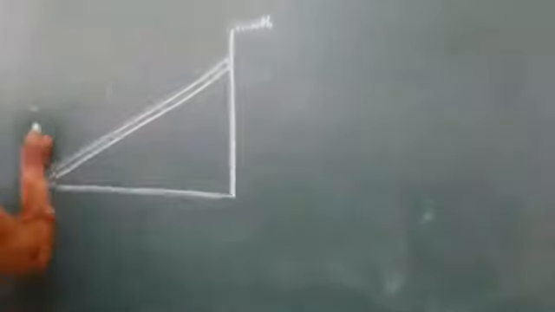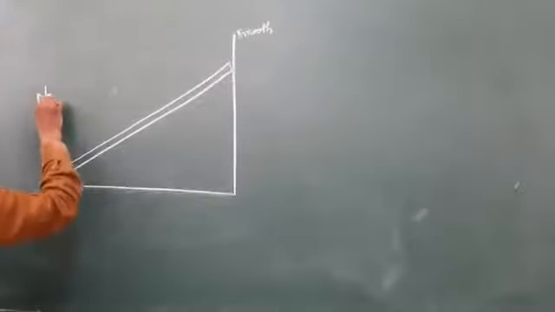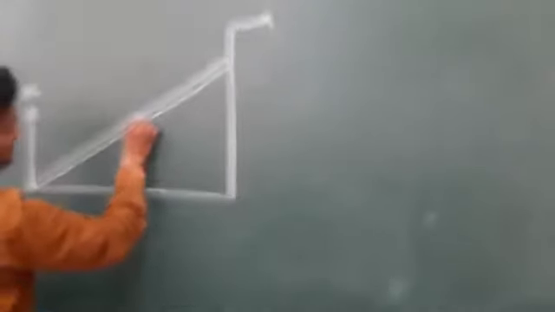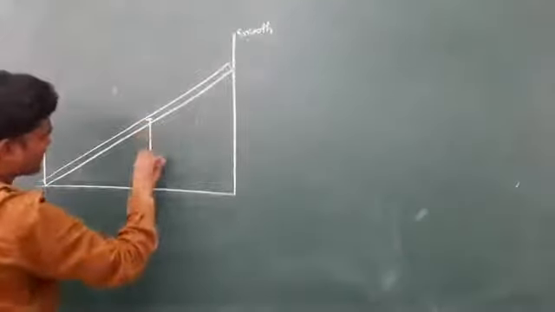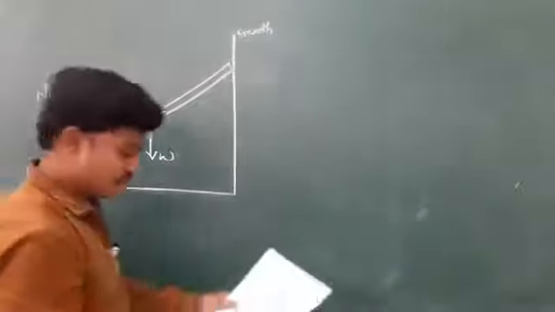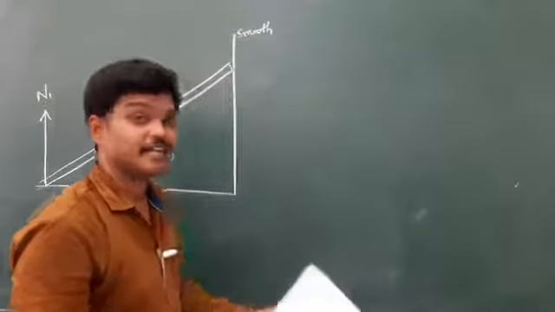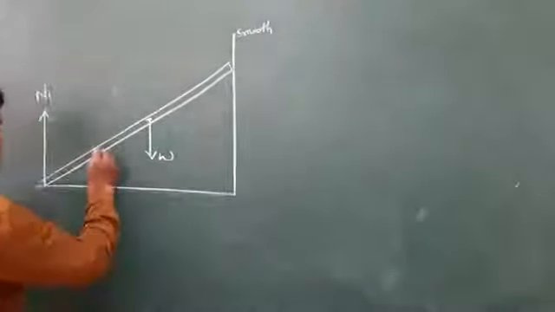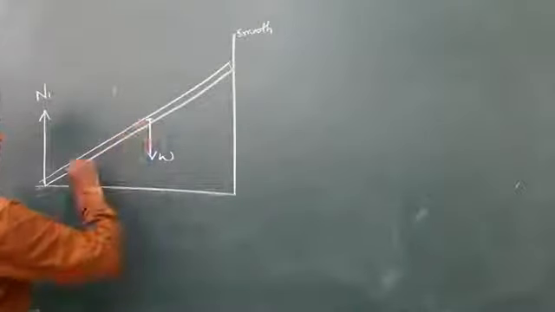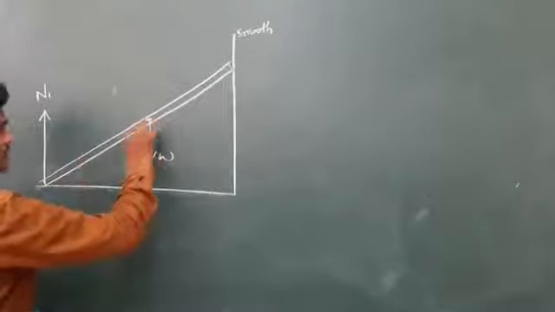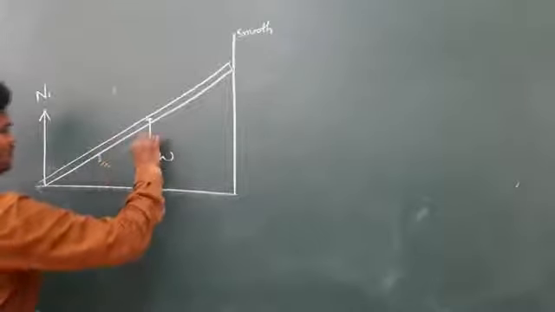Okay, anyhow, this is the normal reaction force N1, and the weight of the ladder acts from the center. But they have given that a man of weight 3W climbs the ladder and stays at L by 3. This W is at a distance of L by 2. Okay, this is L by 2.